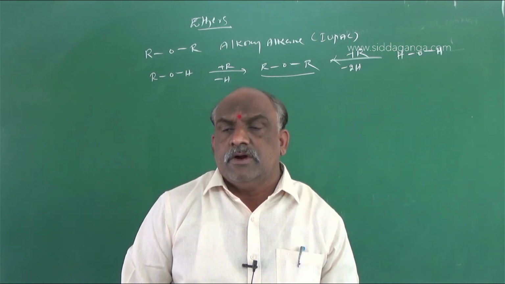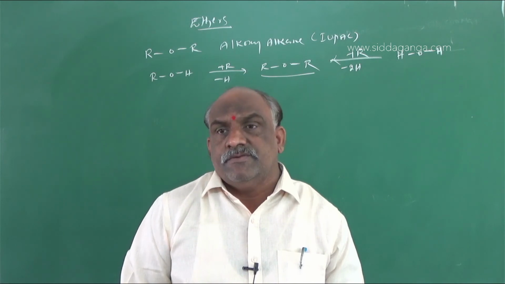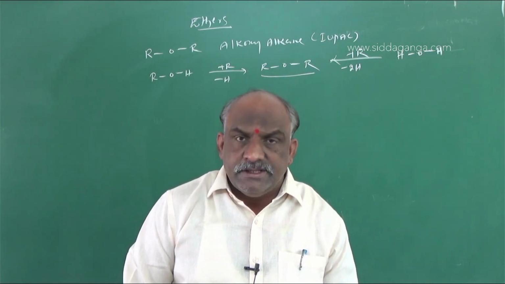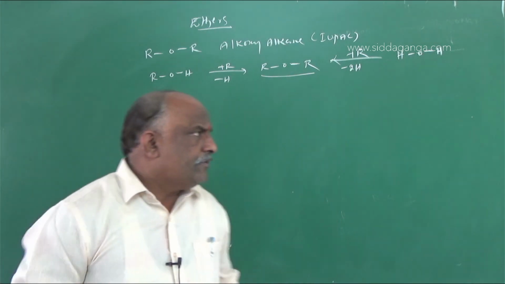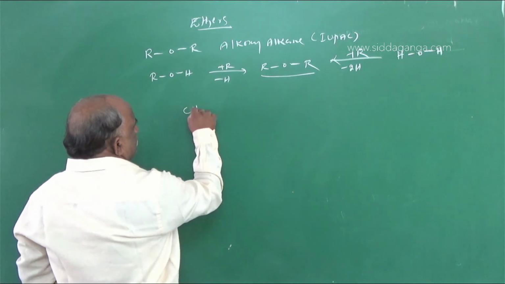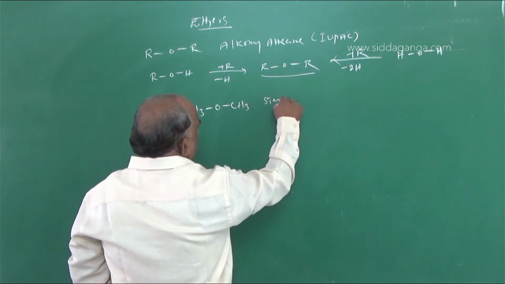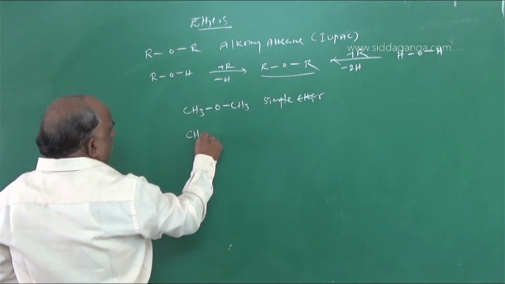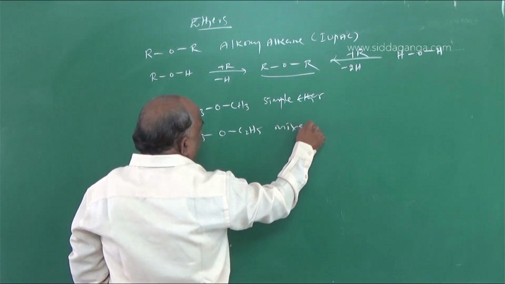And what will be the nomenclature of ethers, and what about the preparation and properties of ethers? Those will be the remaining points. So nomenclature: common name and IUPAC name. Going with the common name, suppose CH3-O-CH3: this is said to be a simple ether. CH3-O-C2H5: this is said to be a mixed ether.